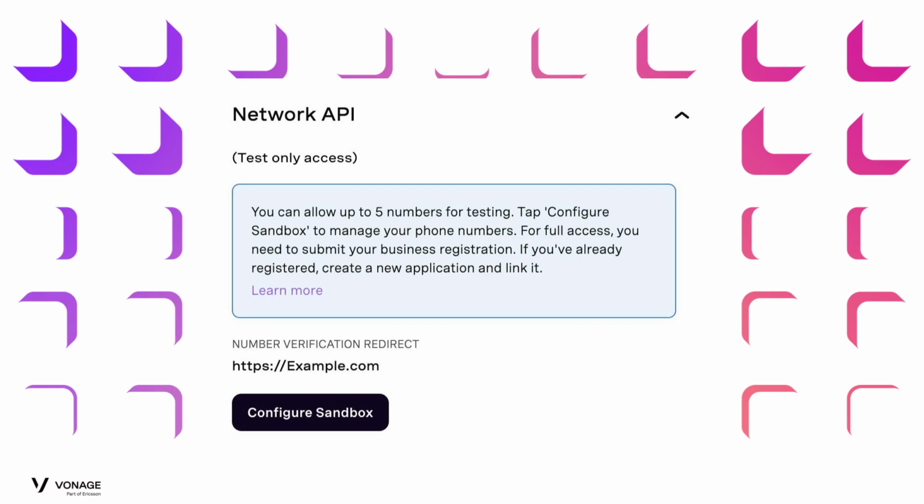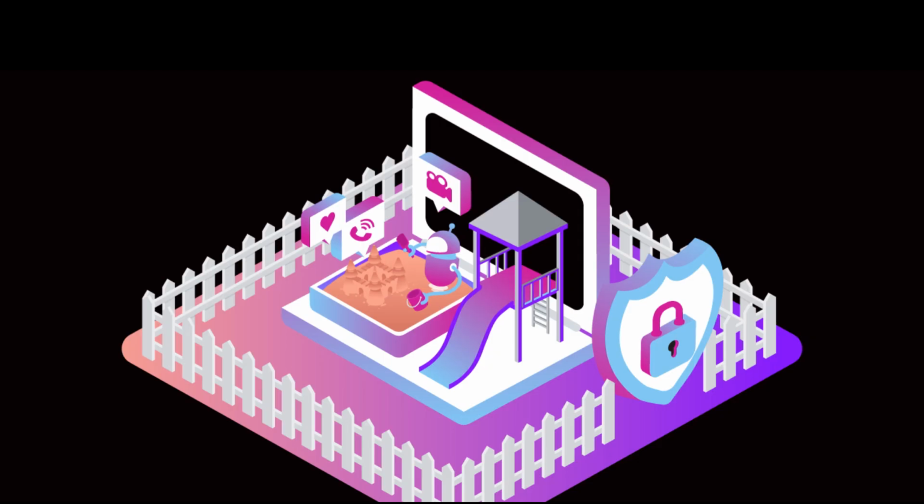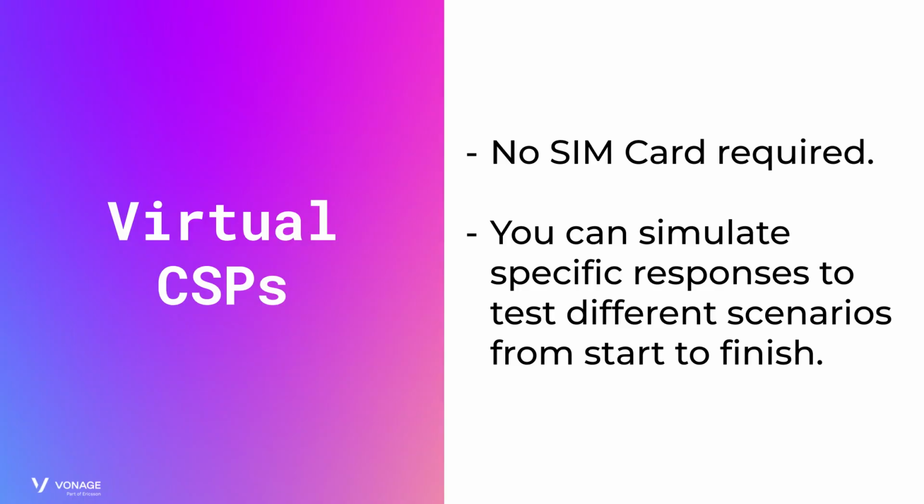Sometimes you may need to test network APIs from countries without live CSP support, or you might not have a SIM card from a supported CSP. In these scenarios, the virtual CSP provides a solution. It simulates CSP behavior, offering deterministic responses for fake phone numbers. It works like a live CSP but only accepts API requests with phone numbers that use a +990 prefix, which is not assigned to any real geographic location.